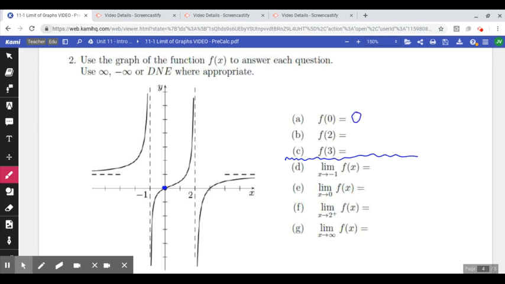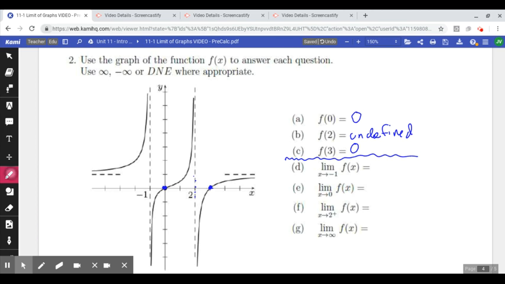What about part B? F at 2. Looks like there's a vertical asymptote right here at 2, and neither branch of that graph will hit 2. So we would say that f at 2 is undefined. We're not really sure what that is. You can't get it from the graph. There is no y value when x is 2. How about f at 3? Well, f at 3 is right here, and it looks like that y value is 0, just like f at 0.